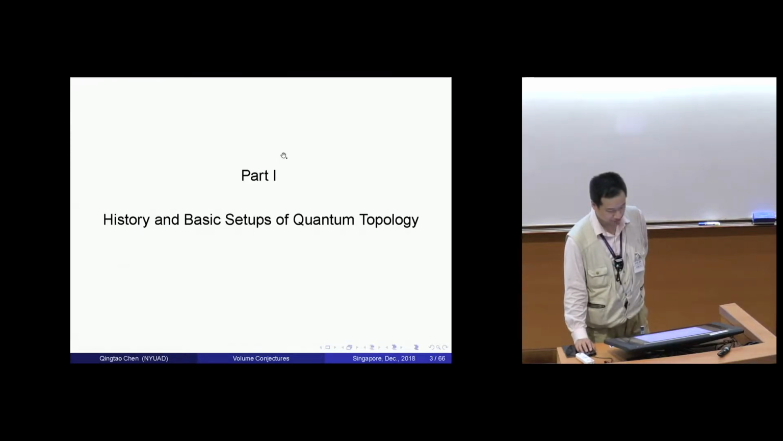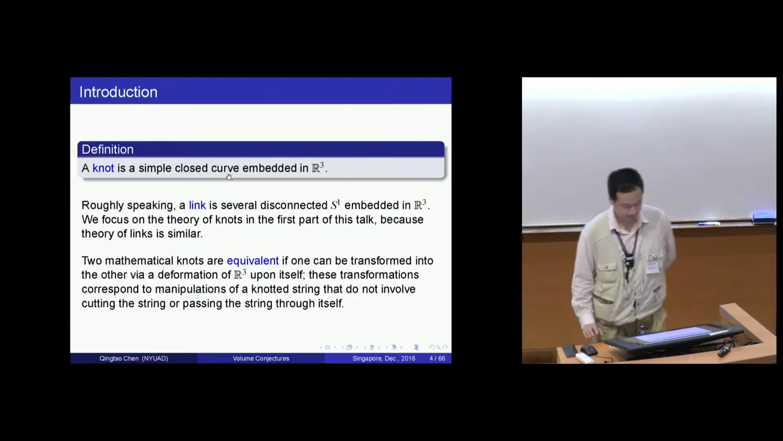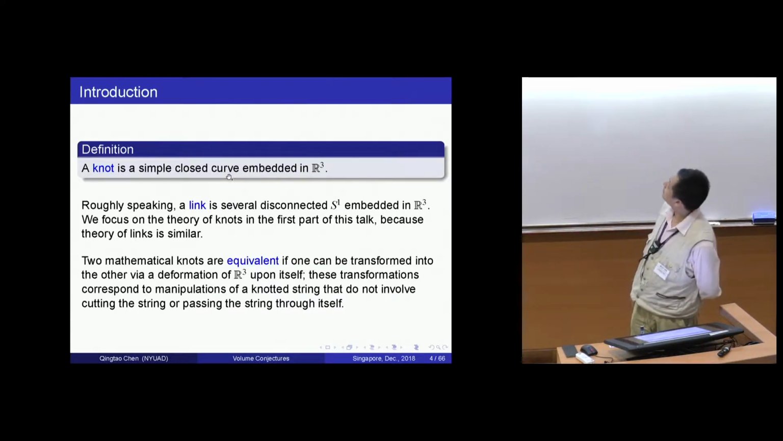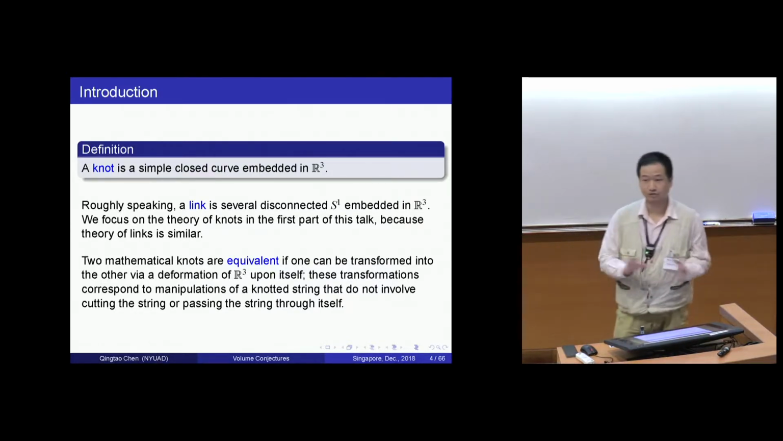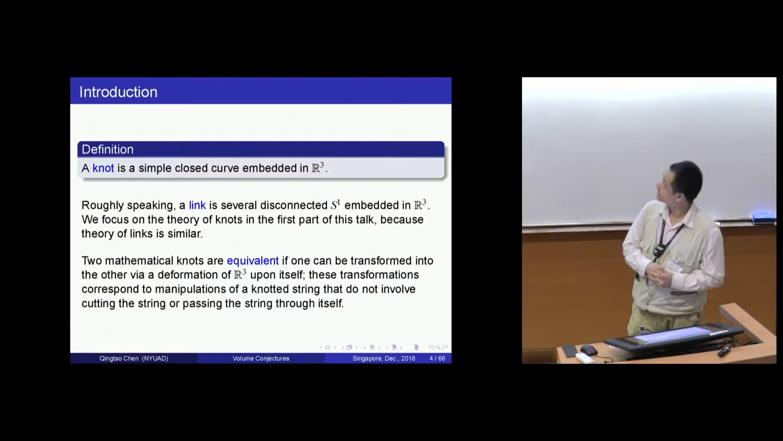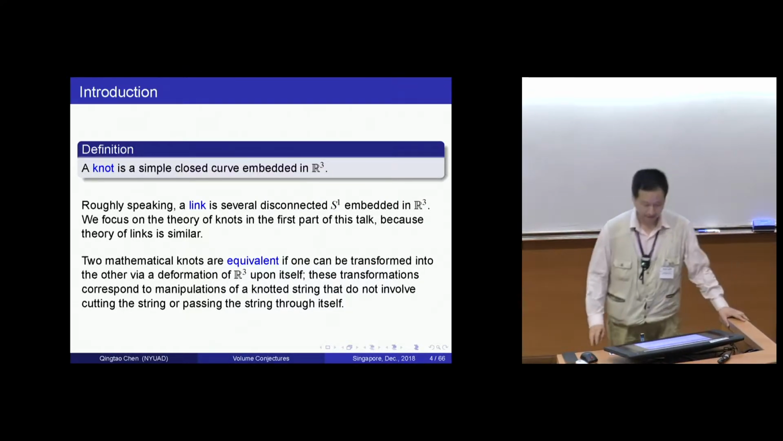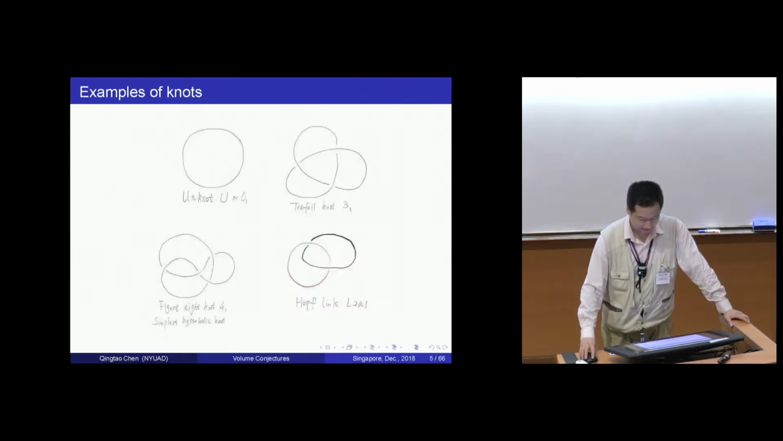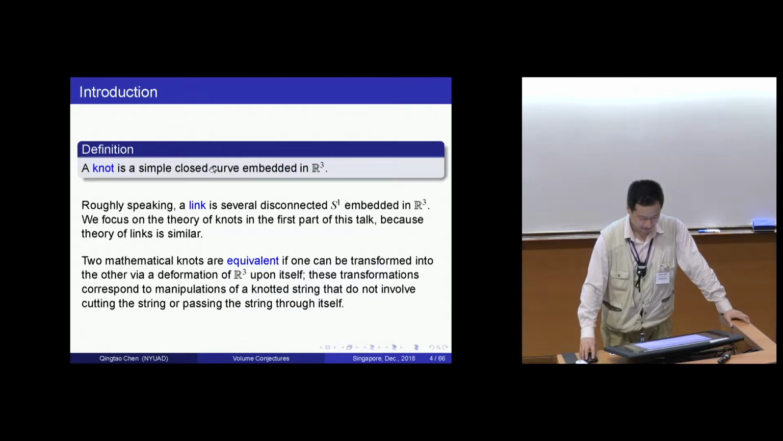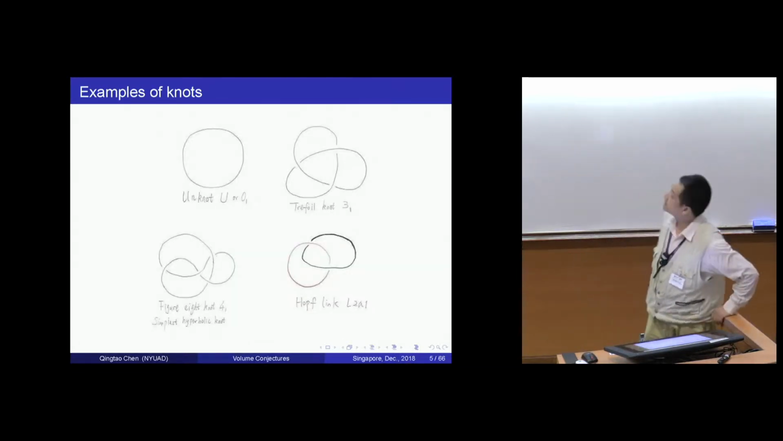So I quickly review the setup of quantum topology. A knot is a simple closed curve embedded in R3. Then a link is just several copies of knot. The important thing is to distinguish the different knots and to find some invariants to distinguish those knots. And these are some basic examples of knots.